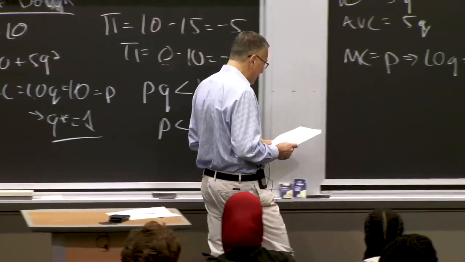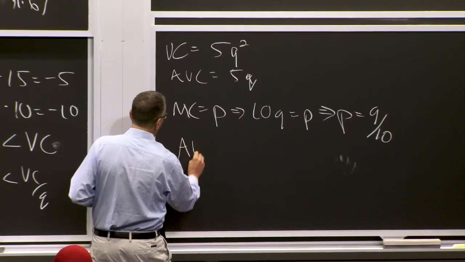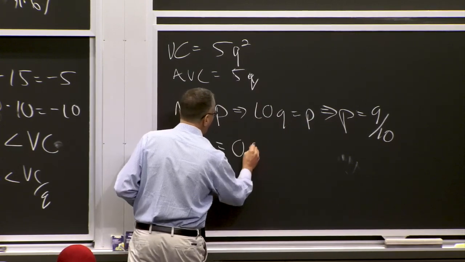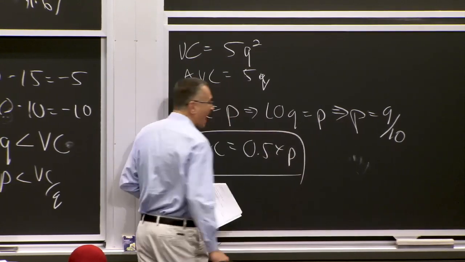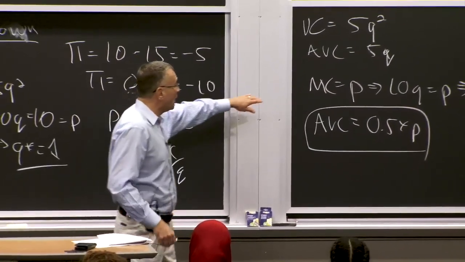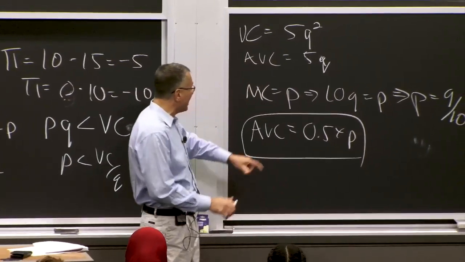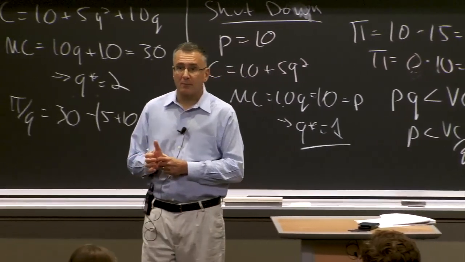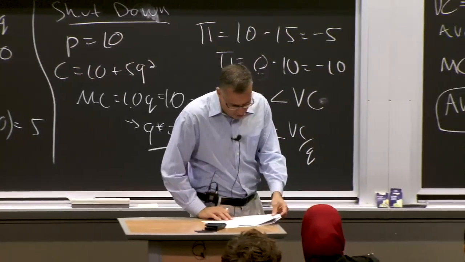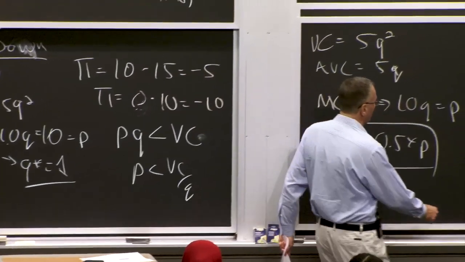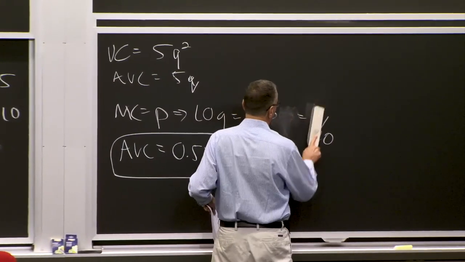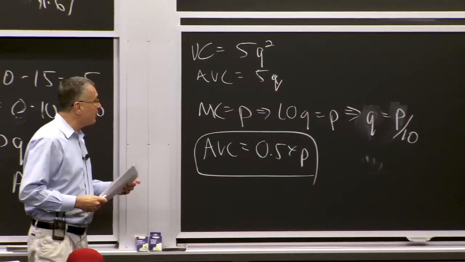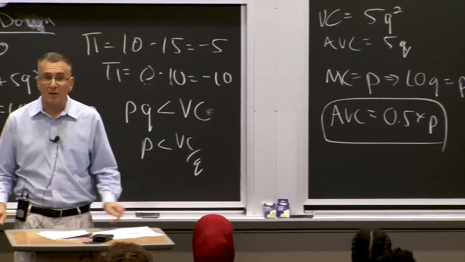We can just substitute that in, and we have that average variable cost equals 5 times Q. So average variable cost equals 0.5 times P at the optimum, because we know that at the optimum marginal cost equals price. Let me see if I got that wrong. Yes, I'm sorry, Q equals P over 10. You're right. My bad, sorry. So the average variable cost is 0.5 times P.